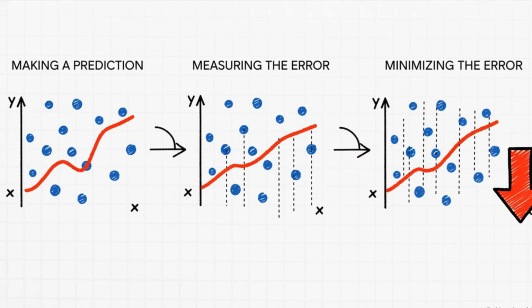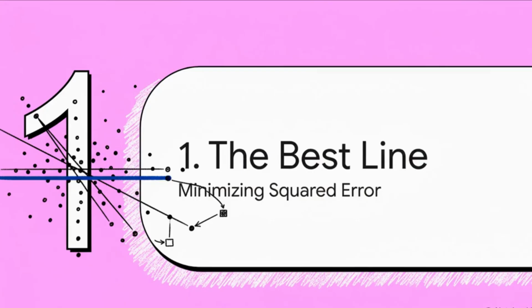Believe it or not, this whole complicated field really boils down to one super simple goal. We're going to tell the computer, make a guess. Then we'll measure how wrong you were, and your only job is to make that wrongness, that error, as tiny as mathematically possible. Okay, so first up, finding the best line.